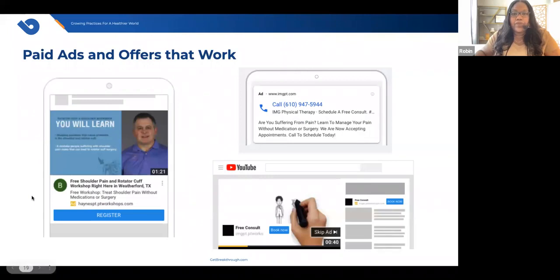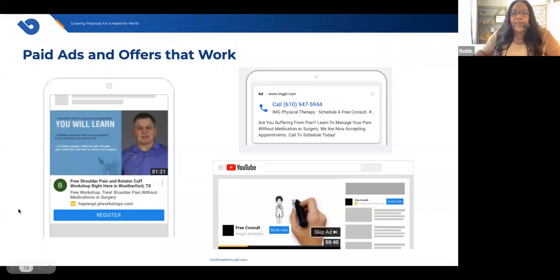So here are examples of some of our paid ads that work. In this first ad over here, you can actually see the practice owner. Again, you're building that trust with the person as being the expert, but you can see what will you learn. We're making it about the customer and not about the practice owner.